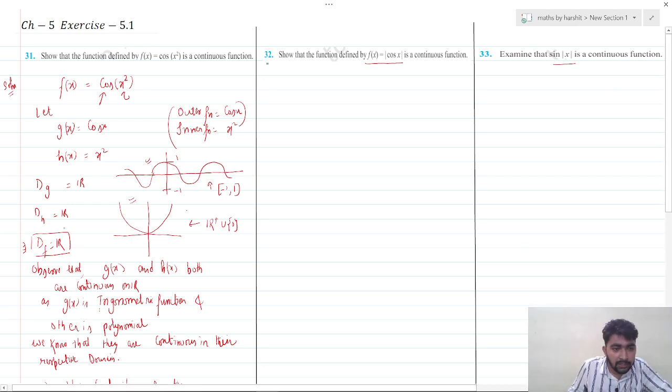Here you can observe that what I said here, that the domain of this function is complete R, as the domain of G and H is R. Actually, that is not a correct reason. The domain of f is complete R.